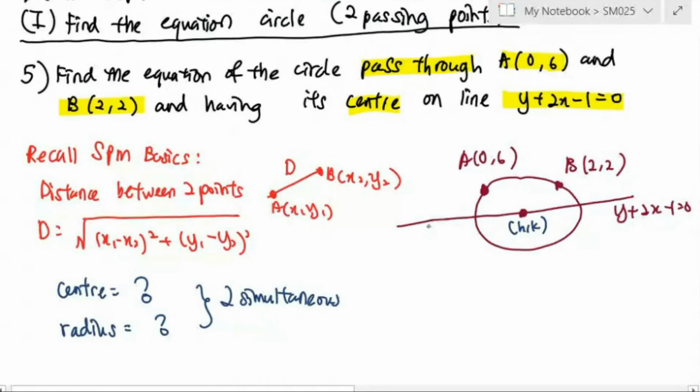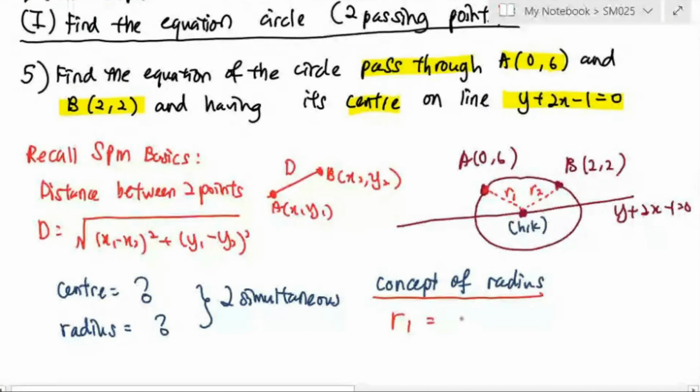So the concept here, we want to build up these 2 simultaneous equations using the concept of radius. I can see from here, this point and this point build up 1 radius, and this point and this point build up another radius. So the first equation I must have is R1 equals R2. They must have the same value, because in a circle, in all directions, the radius will be the same.